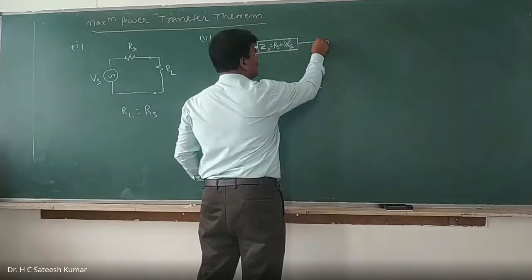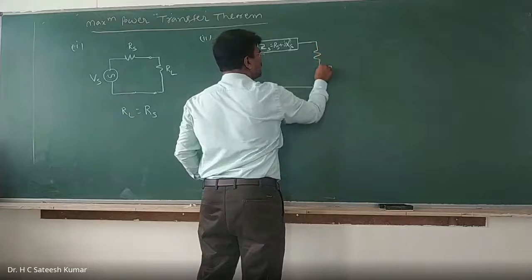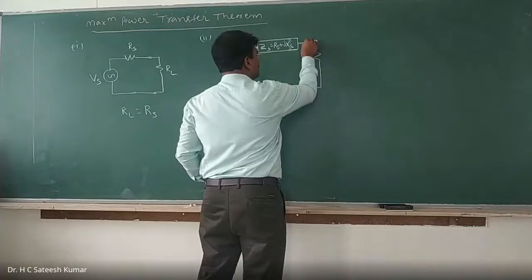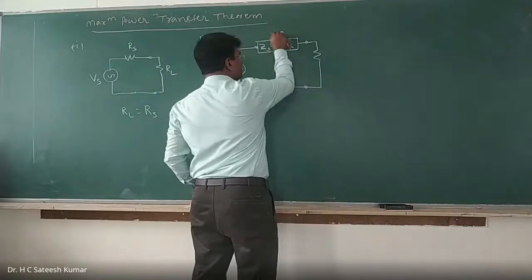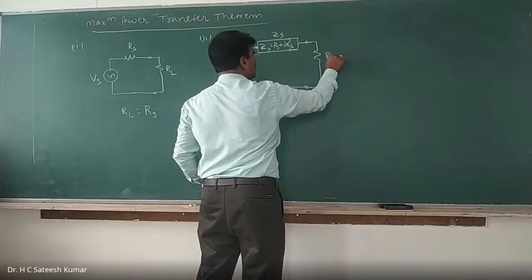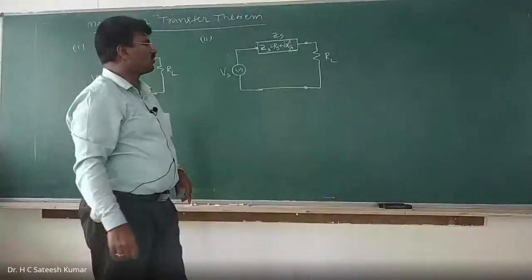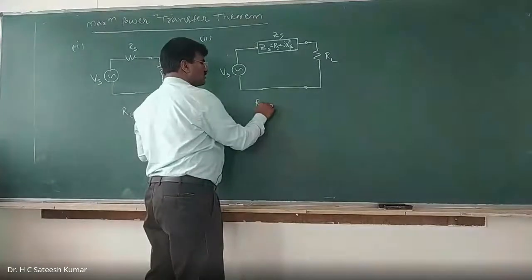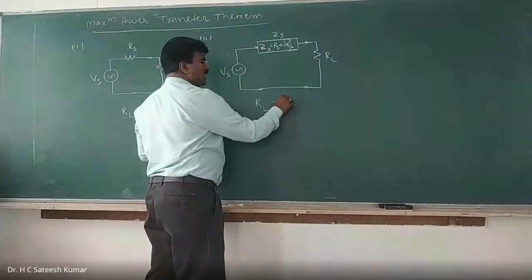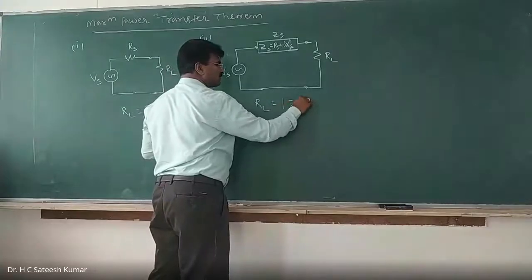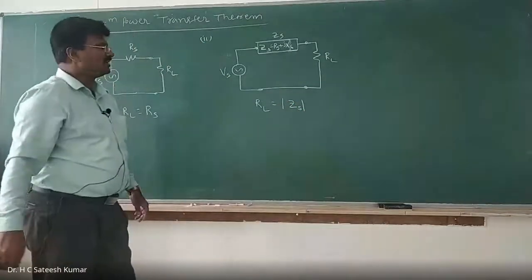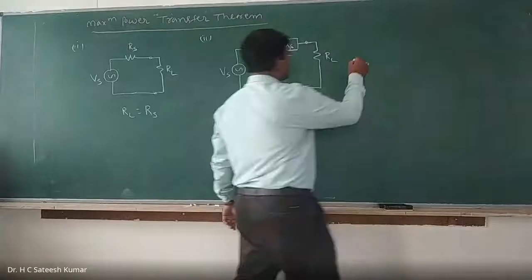Now let us say the load is having a pure resistance, and the source is having the impedance ZS. The load is having only pure resistance, and maximum power will be transferred from source to the load when the load resistance RL is equal to the magnitude of ZS. Magnitude of ZS.